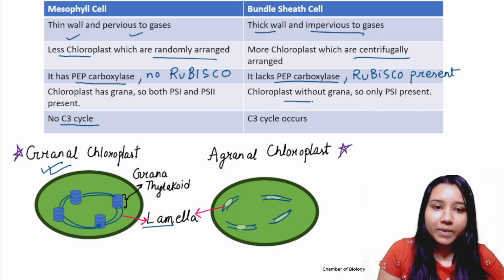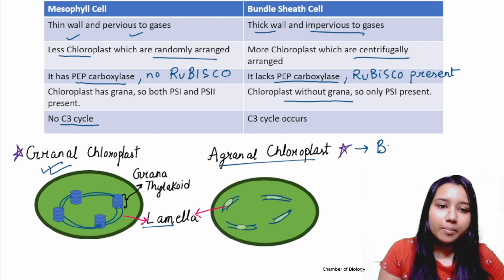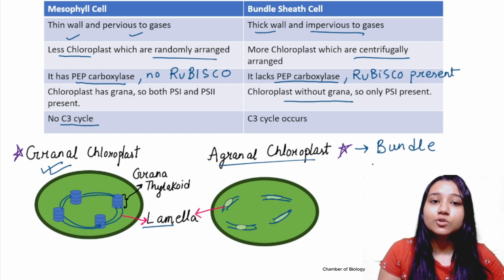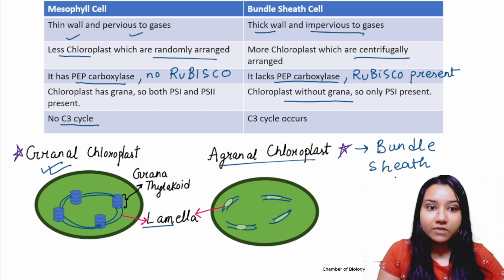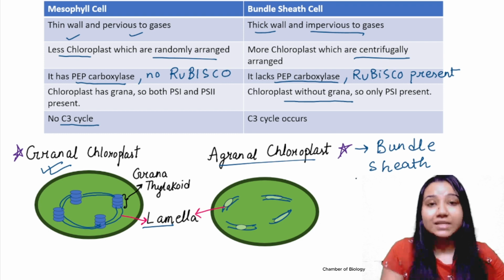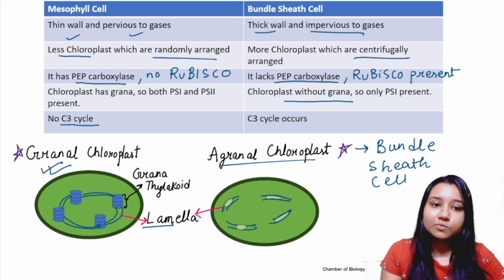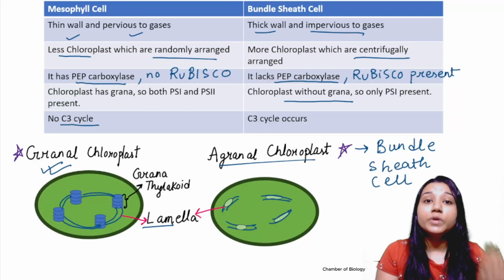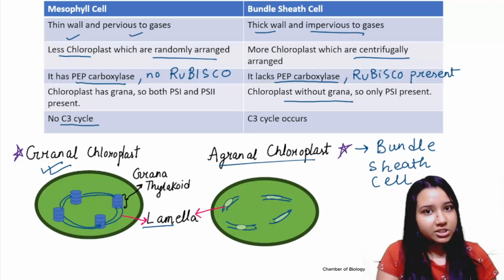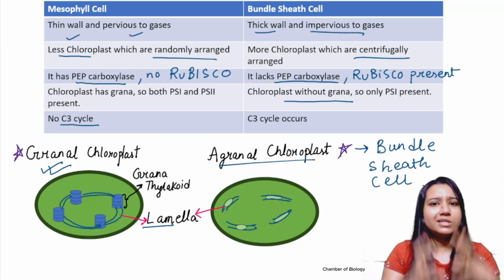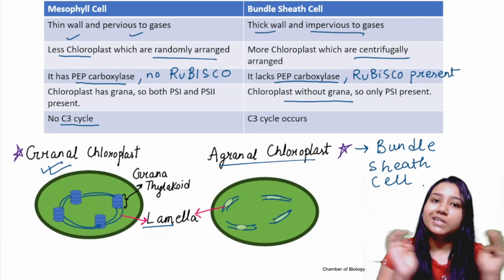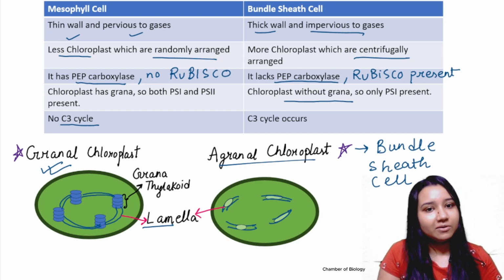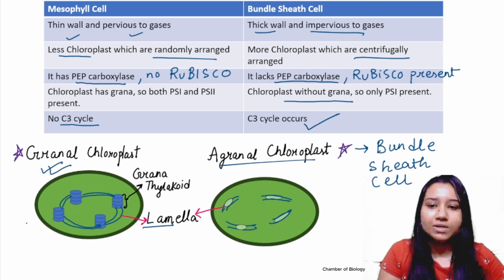And we can see the chloroplast is without grana. So if it is an agranal chloroplast present in our bundle sheath cell, there is going to be only PS1. And students, what do we know? In PS1, is there any oxygen evolving complex? No. So as there is no oxygen evolving complex, no oxygen is evolved in the bundle sheath cell. So there is no chance of putting any oxygen inside the bundle sheath cell, so that we can concentrate only and only carbon dioxide. Okay, and the C3 cycle occurs here.